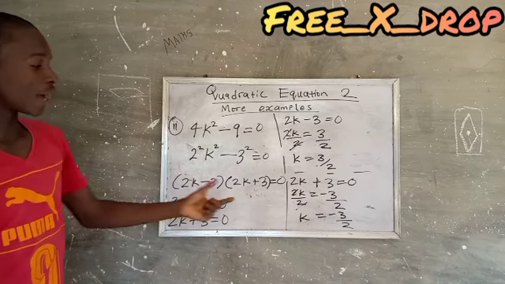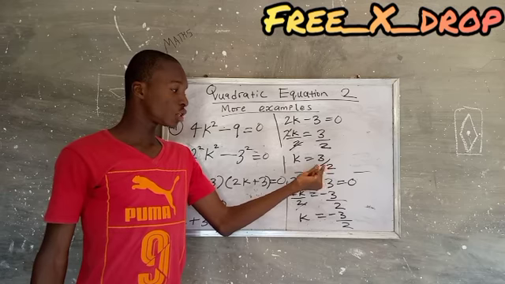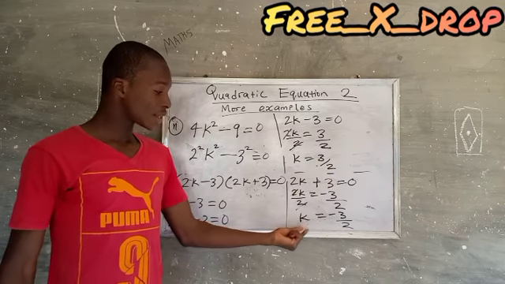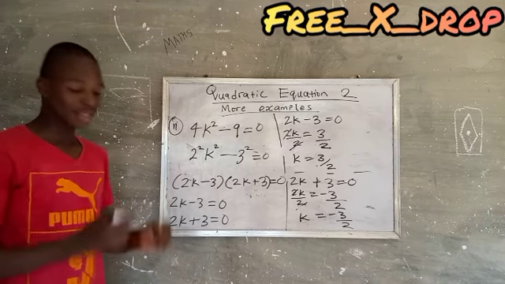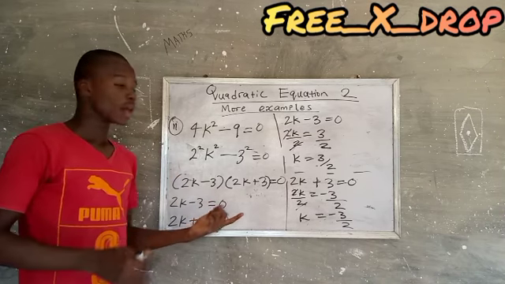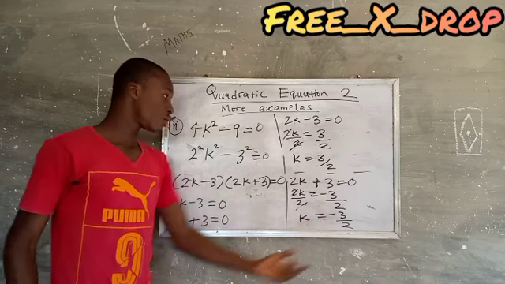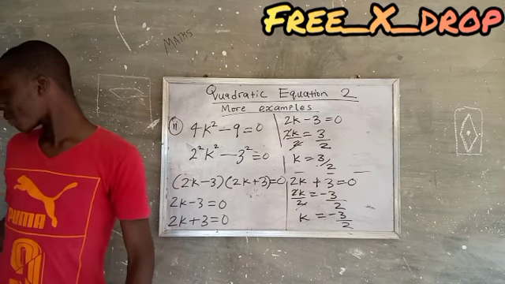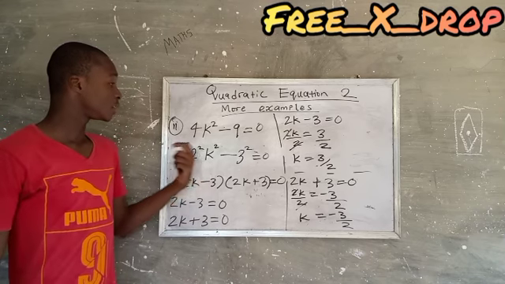So what are your two answers now? You have your first answer, k is equal to 3 over 2. And the second one, k is equal to minus 3 over 2. So those are your two answers for this question. Now I'm going to be giving you another example, but I hope you understand this one that I just did here.